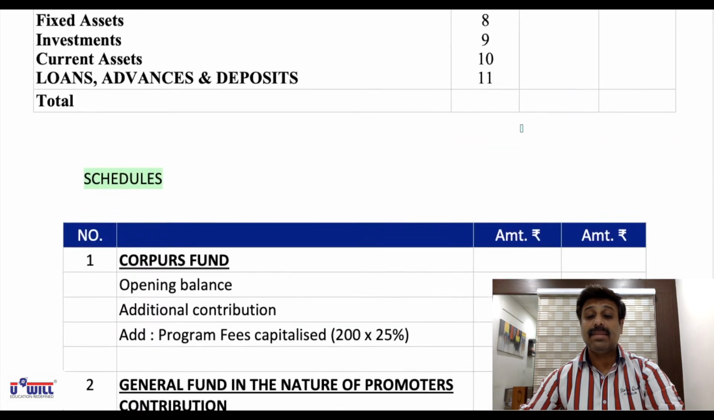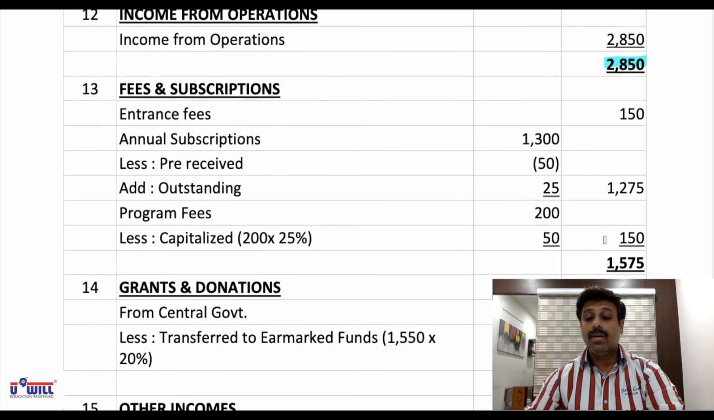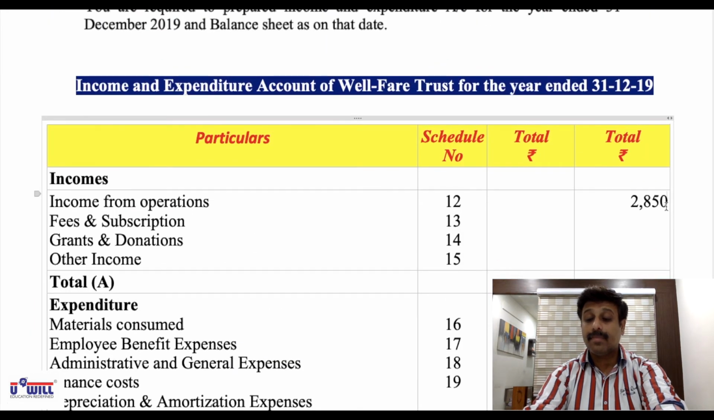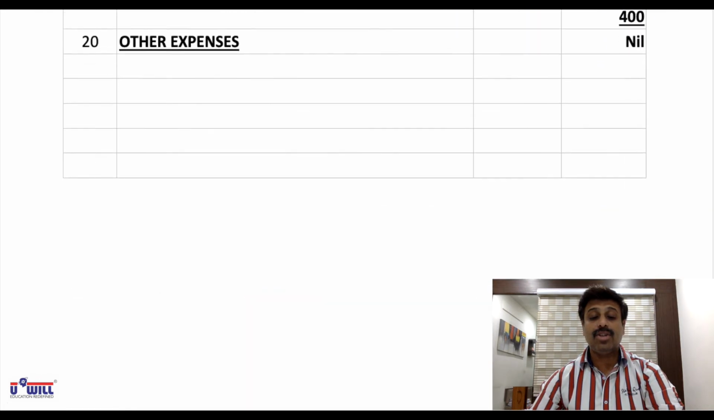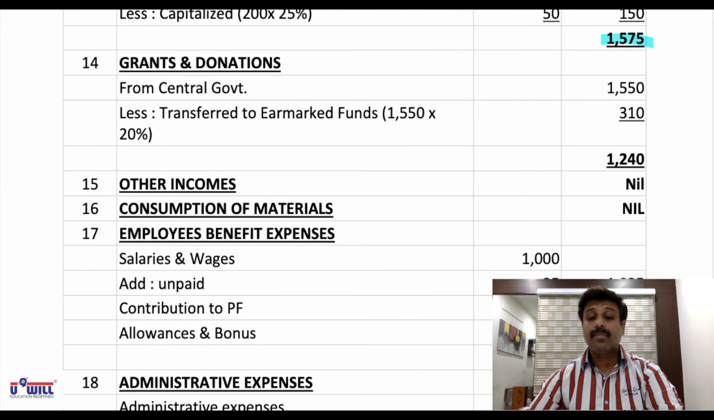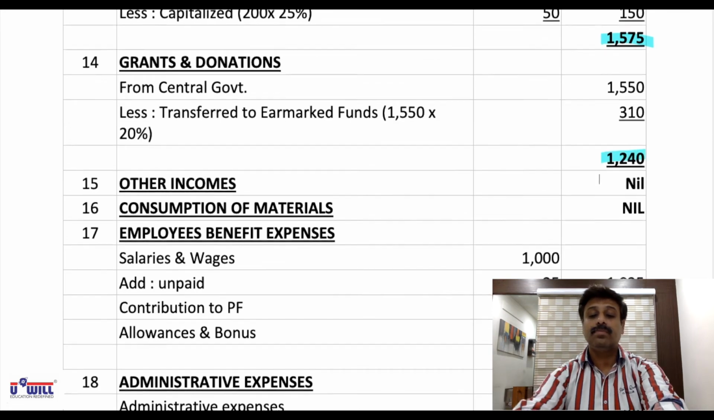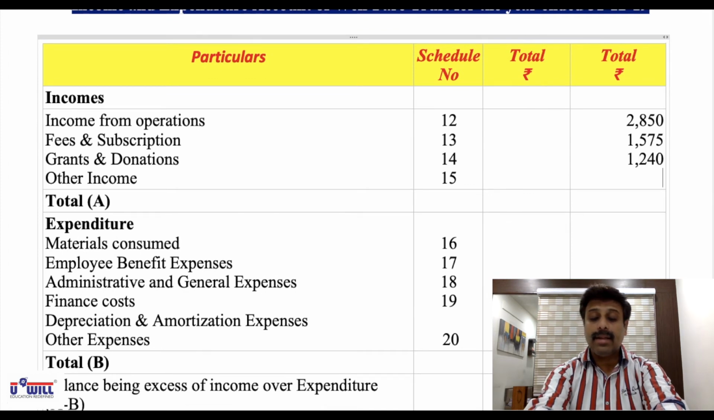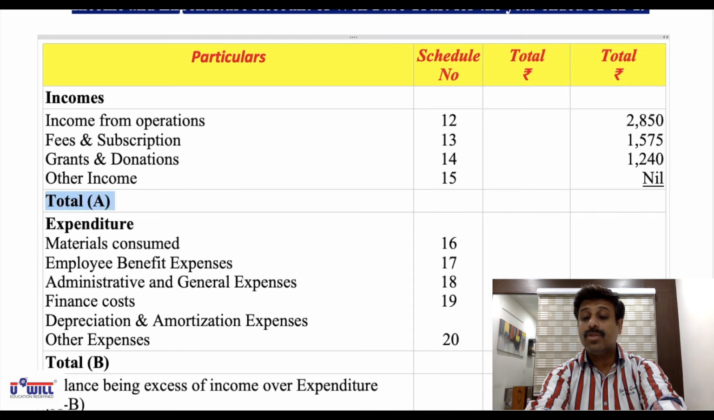Then 13, fees and subscriptions, we have 1575. Okay, fees and subscriptions 1575. Then after fees and subscriptions, grants and donations we have 1240. Then other incomes are nil. So total can be done: 2850 plus 1575 plus 1240, that is 5665.